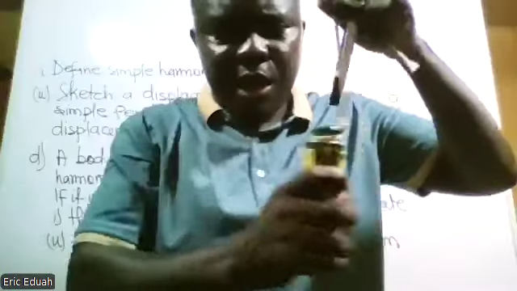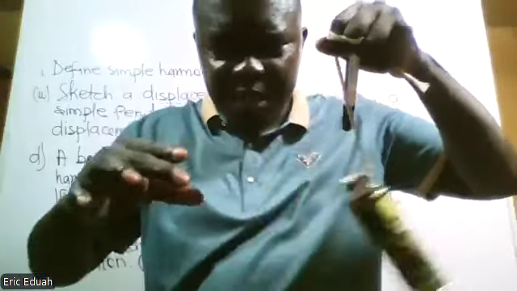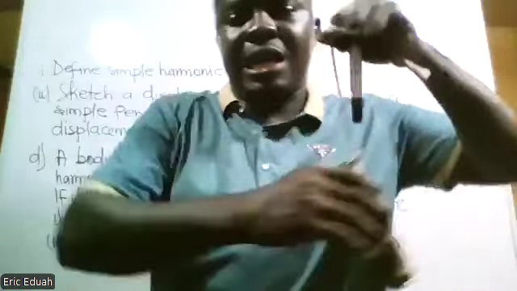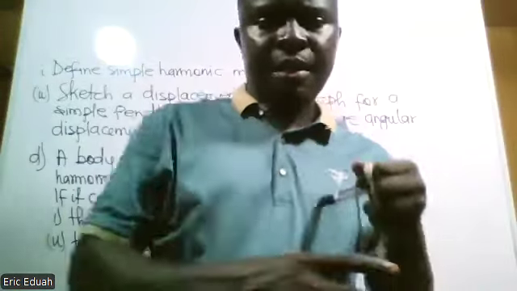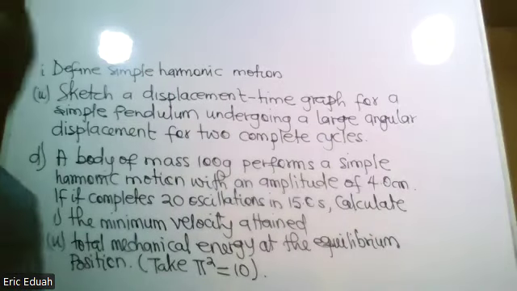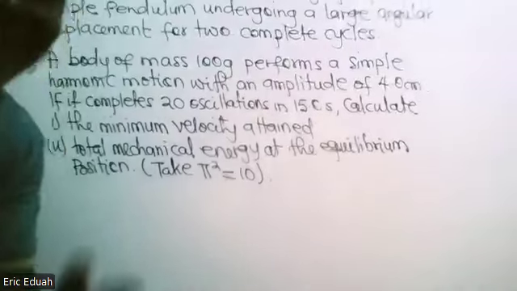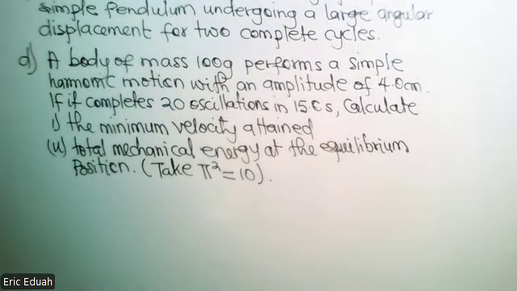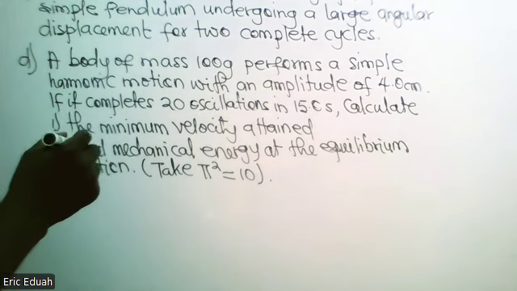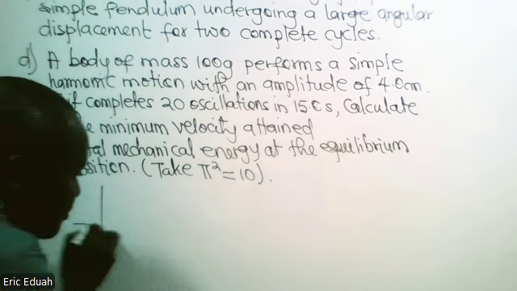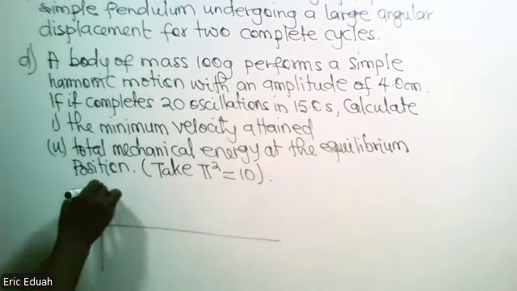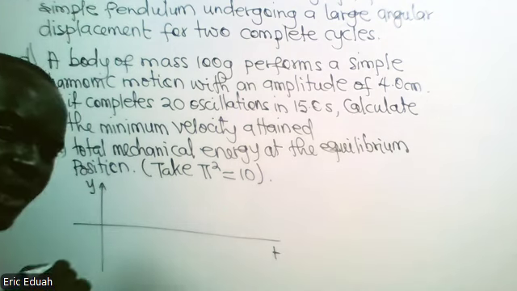So when you displace it too much, it will be loosened. But when you give it small angular displacement, it will be oscillating freely and will maintain the amplitude and the period of oscillation every time. So if you give it small angular displacement for 2 cycles, this is how the displacement time graph will look like. Y against T. We are drawing it for 2 cycles.